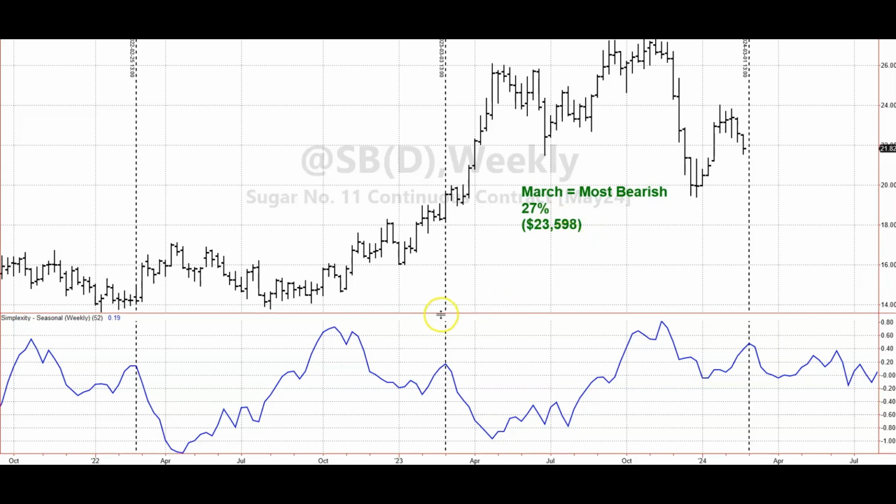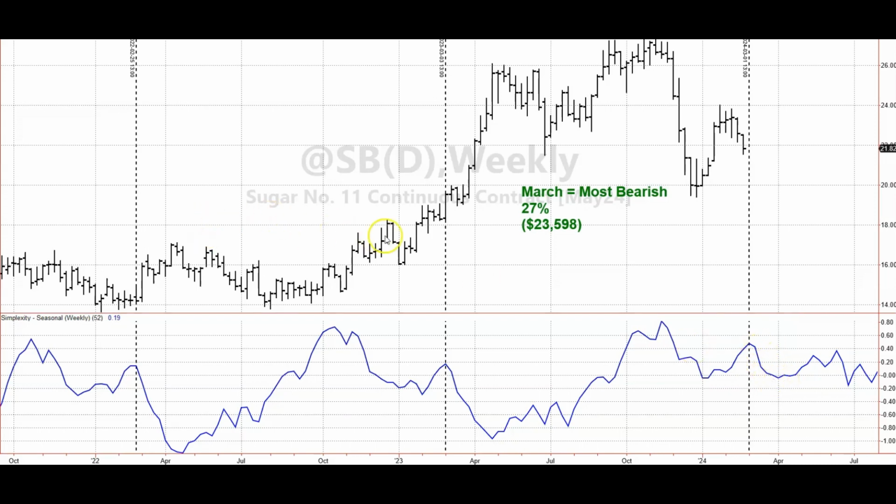And if you look at the Simplexity seasonal indicator, we see that the end of February and into the beginning of March tops out, and we see a big decline after that. 2 years ago, last year, and this year doesn't show the duration heading into April, May so much, but we still do see a big decline for March.